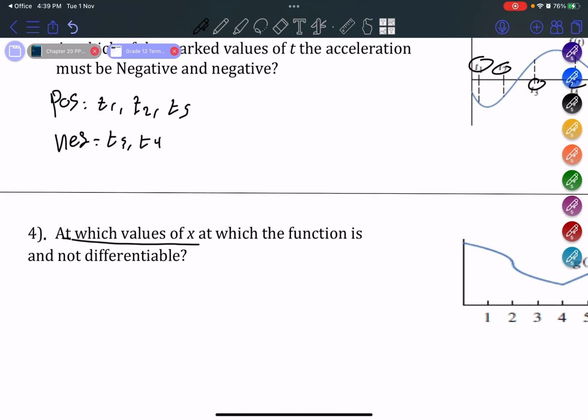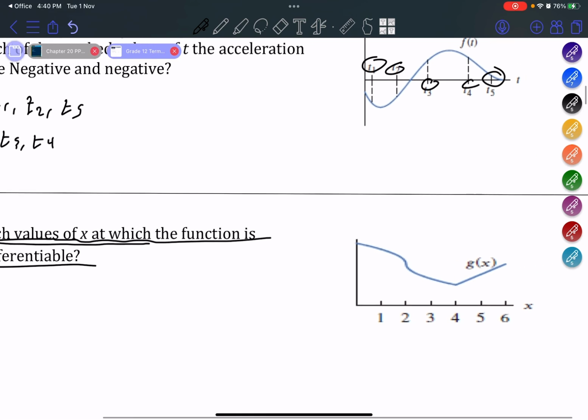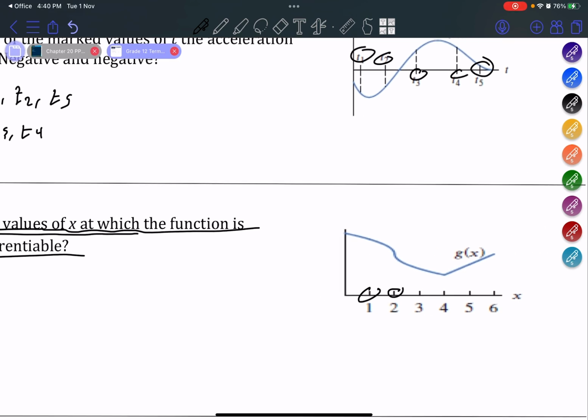Moving to question number 4. At which values of x is the function not differentiable? Basically, here they ask us, for each of these points on the x-axis, is it differentiable or is it not?